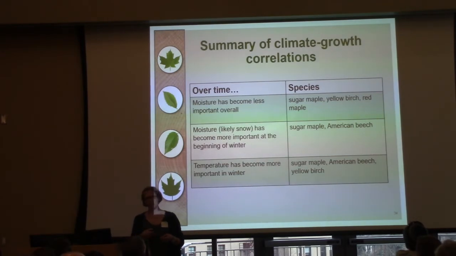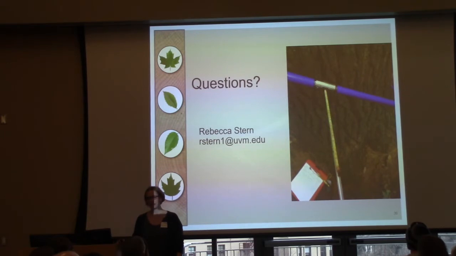And then lastly, that temperature has become more important in winter for sugar maple, American beech, and yellow birch. So these changes in winter temperatures for these species, which are really adapted to this ecosystem, are showing more correlations than with red maple, which is less adapted specifically to this ecosystem. That's everything I have for today, and I'd be happy to take any questions.